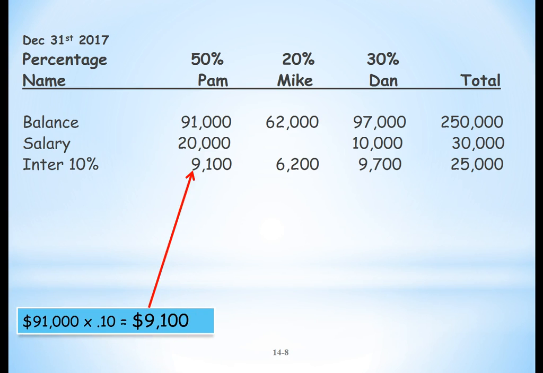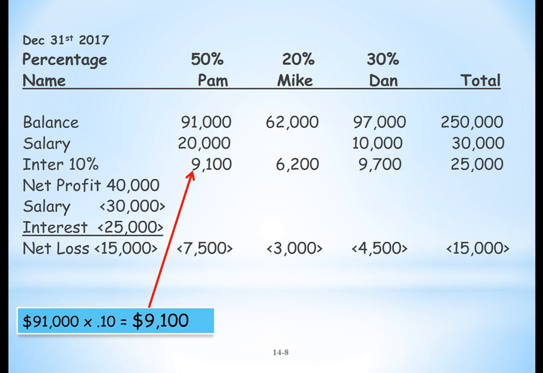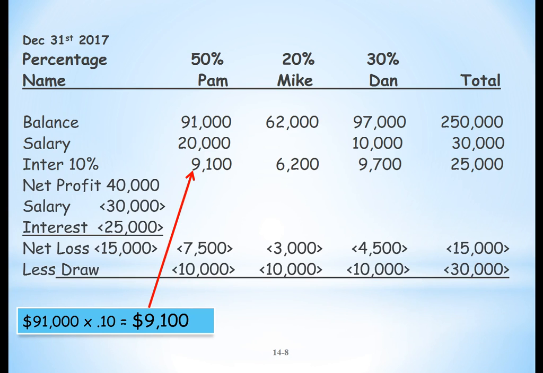So we took 10%. Now we're going to take our profit less the salary and the interest, and the net result of that is we have a loss to allocate. We're going to allocate based on profit sharing. And the last thing we're going to do is the draw.